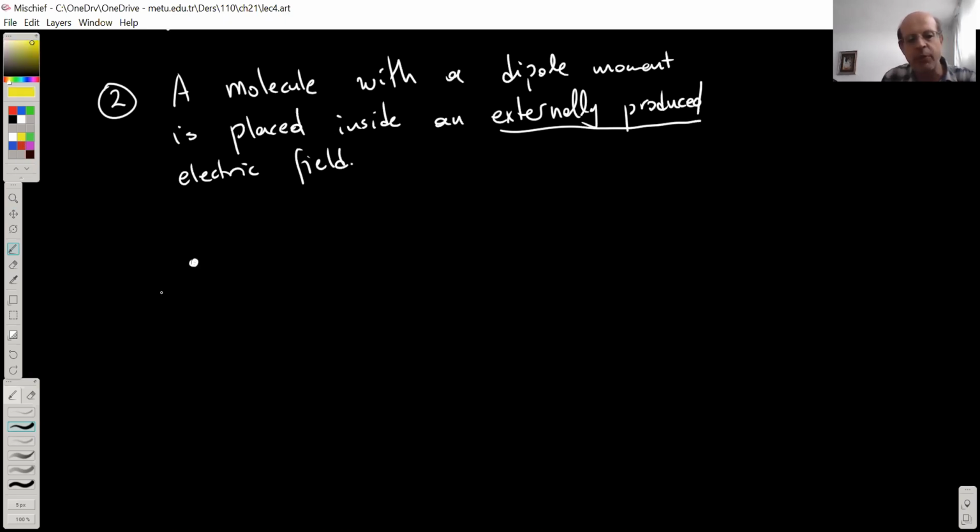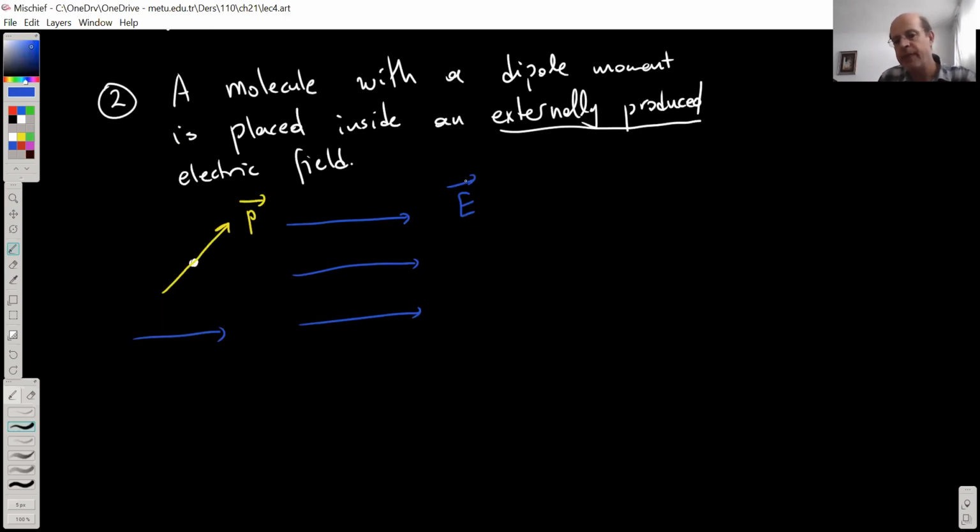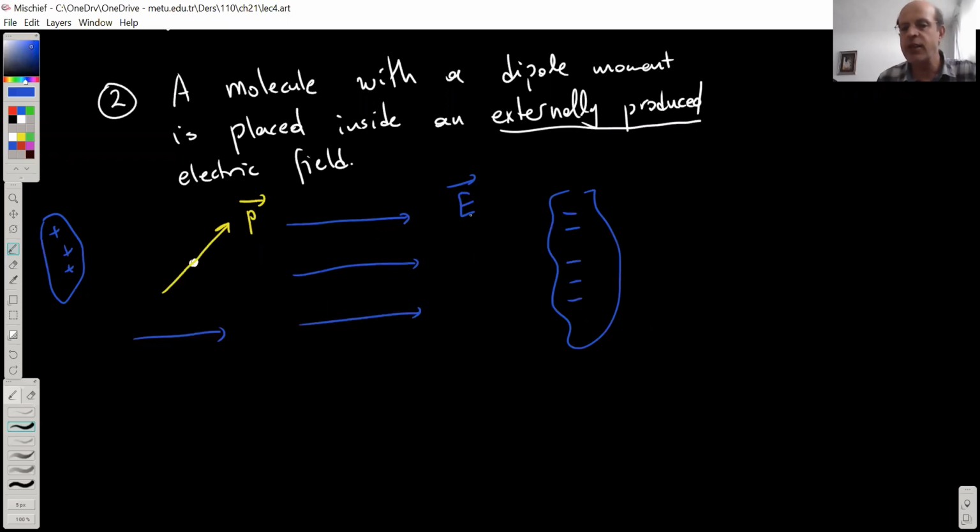So I'm going to show the dipole moment like that, P, and then we have some kind of an electric field in space. So it's basically everywhere. So this electric field is externally produced. So I don't know, some other charges elsewhere produce this. So probably there are some negative charges in here or some positive charges in here that produce this electric field. So this external electric field might be uniform or non-uniform.